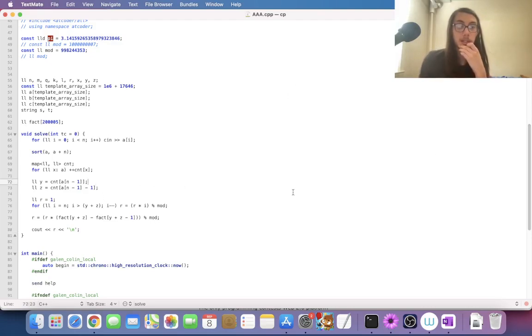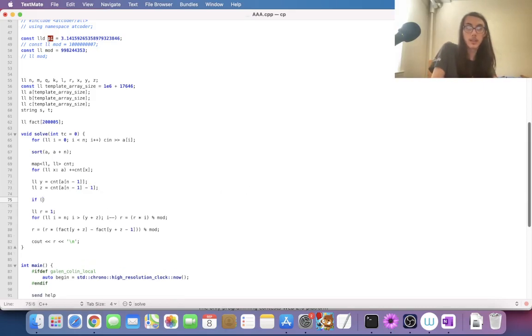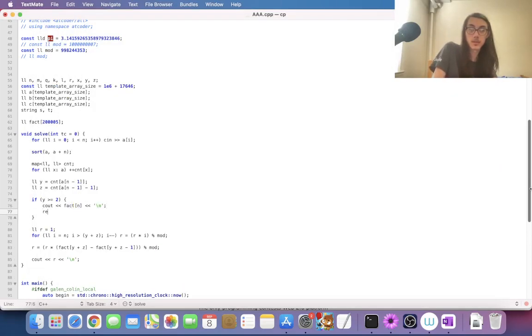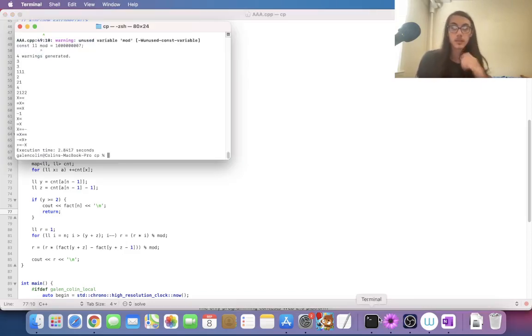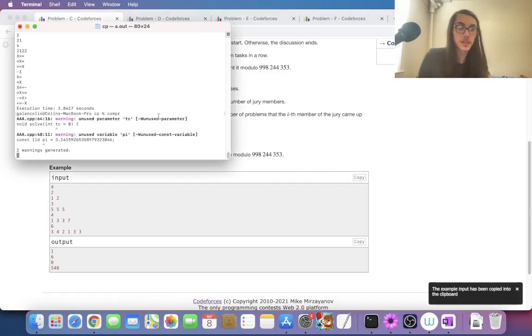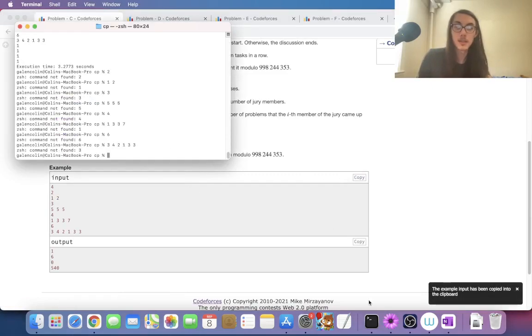Oh, actually, let's see. If y is greater than or equal to 2, then automatically we get all the permutations by the same reasoning. Otherwise, we use this formula. This formula that took me longer to explain than to derive, I guess.